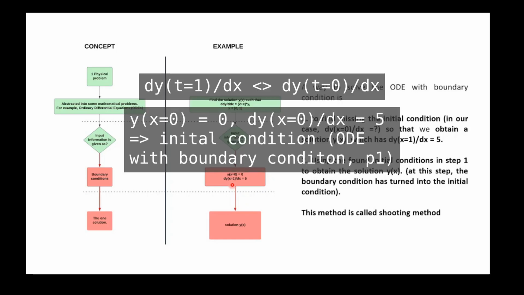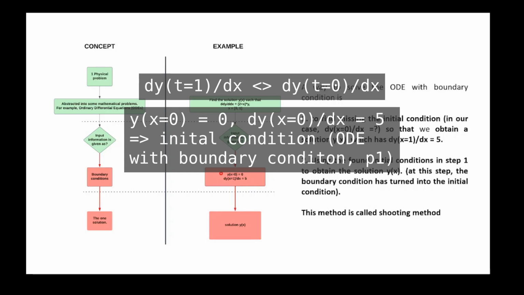It looks somewhat similar to the initial condition in the previous video. If you watched part 1 of this boundary condition ODE series, you will notice that in that video we also have the first derivative of the function. However, the first derivative was evaluated at the same value of x, the same value of the variable, as the zero derivative.